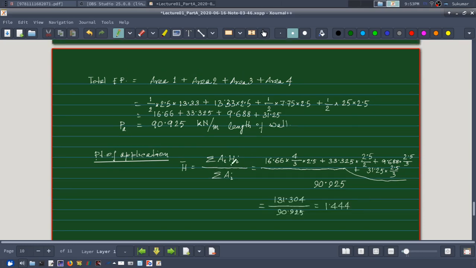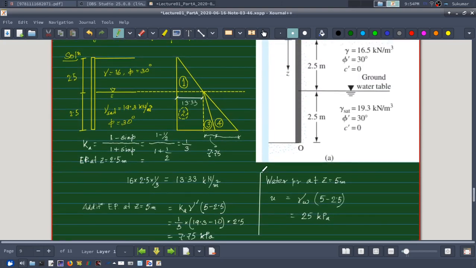so this height of point of application from the base of the area becomes this static moment of this area is 131.304, and the total area we have already calculated in terms of the total earth pressure, which is 90.925, and therefore the height of application is at a height of 1.444. So what we can show here is my total force, so it is somewhere here 1.444.